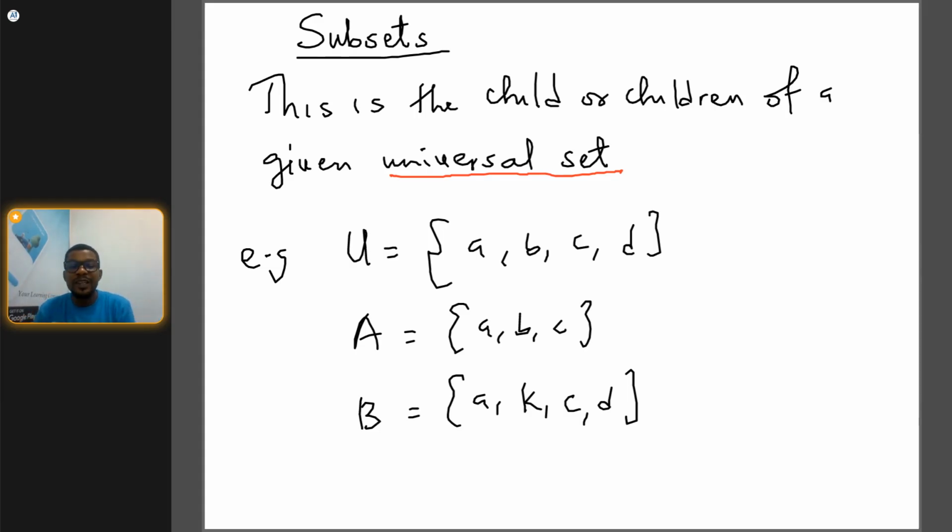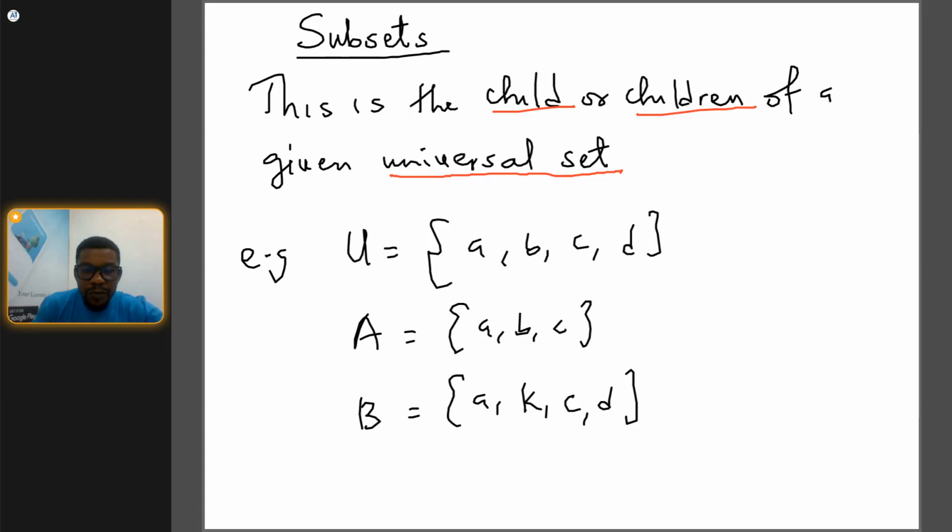So if universal set is a model set, that means the subset will now be considered as a child. That is when you have just one subset, or it can be considered as children, meaning we have many subsets emerging from the universal set. So we said a subset is the child, that is when you have one subset, or children when you have many subsets of a given universal set. Subsets emerge from universal sets.